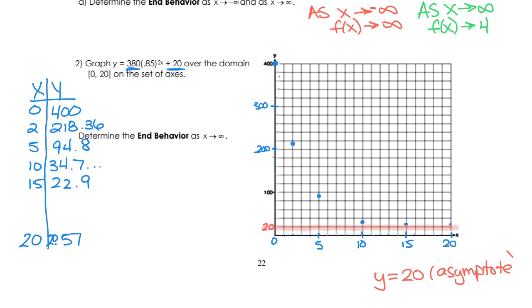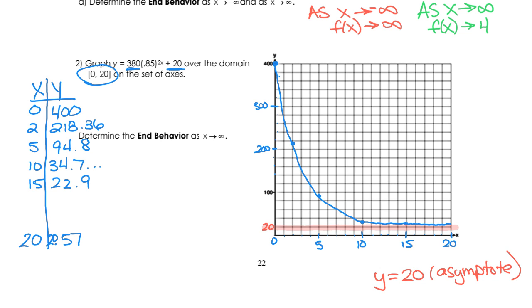Okay, we're going to finish off connecting our dots here. The nice smooth curve. And what's different about this one is that we are not going to put arrows on it because they asked me to graph over an interval. Okay, from 0 to 20, we want to start at 0 for our x and end at 20 for our x and not go any further.